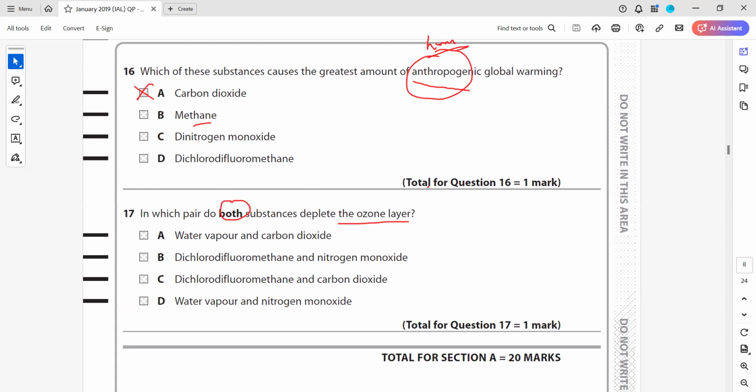In which pair do both substances deplete the ozone? So which substances are ozone depleters? CFCs and oxides of nitrogen both can, so difluoromethane and nitrogen monoxide both can cause depletion of ozone. But not water vapor, so this is wrong. This is also wrong. Carbon monoxide is also wrong. This is correct. This one is wrong. This is correct. So which one? Both of them, nitrogen monoxide and the CFCs, chlorofluorocarbons, lead to depletion of the ozone.